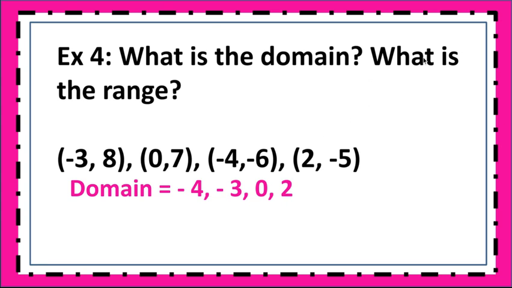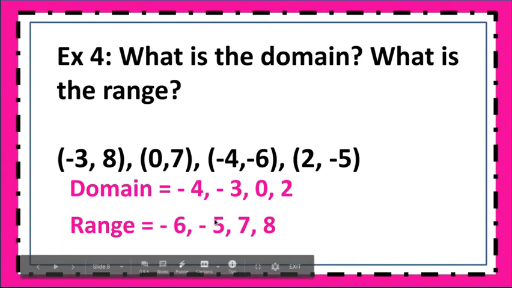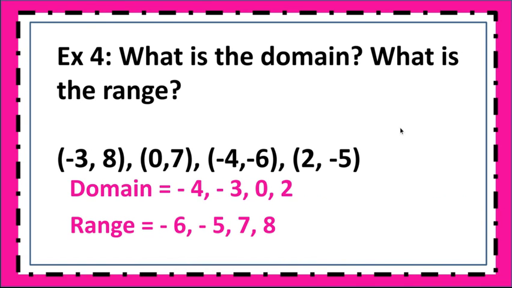The second half of this question asked me to list the range value. In the previous slide, we discussed that range, output, y value are all the same. So looking at these ordered pairs, I have an output value of 8, 7, negative 6, and negative 5. And again, we do have to put them in order from least to greatest. So when I go to list them, the range is negative 6, negative 5, 7, followed by 8.